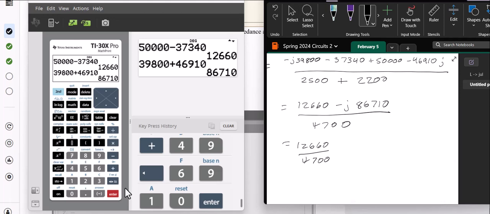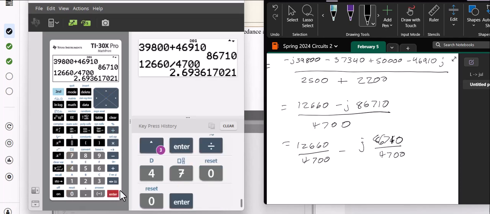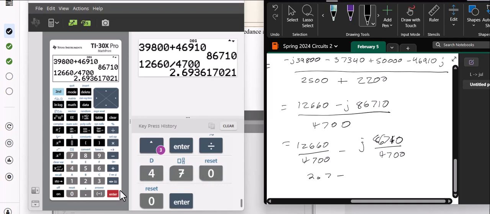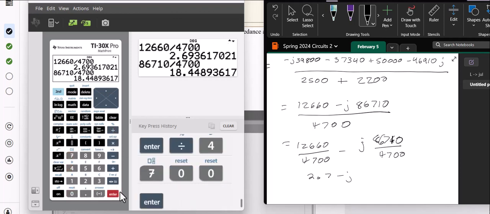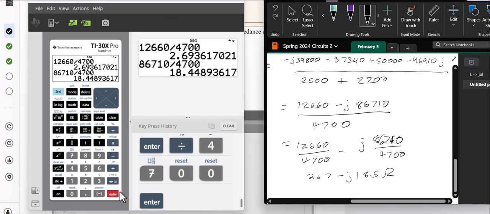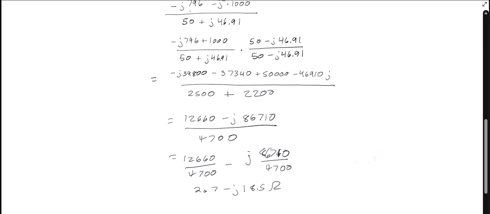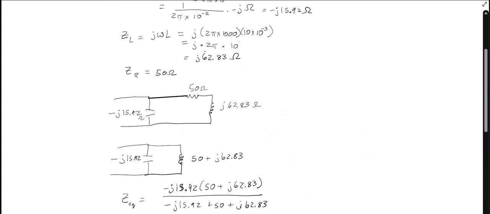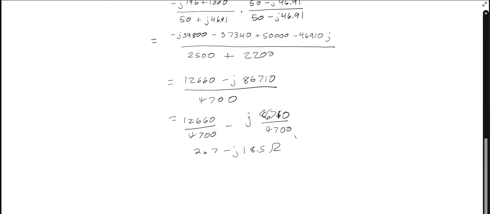To get my real part and my imaginary part, 12,660 divided by 4,700 is about 2.7, minus j, and then 86,710 divided by 4,700 is 18.5 ohms. Whew. Okay, that was miserable. So that's 2.7, yes. So that is our equivalent impedance, and I think that was what we were supposed to get. Yeah, that's all we were supposed to get on this one. And so this is our answer, right there.